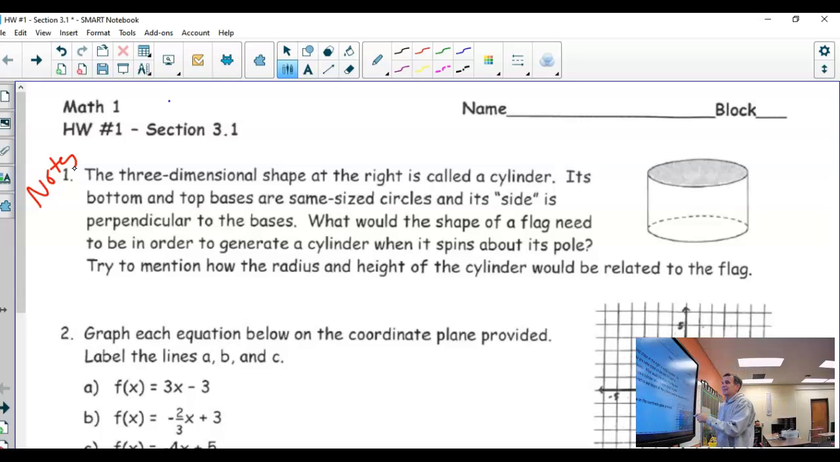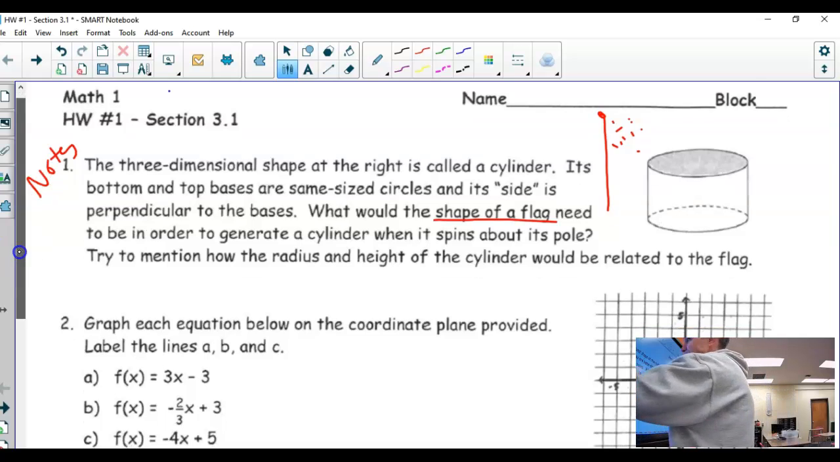This thing is a cylinder and it's asking you, what would the shape of the flag need to be that you spun around? All right, so if I had this flagpole, what shape would be at the flagpole up here? Some shape up here so that I got a cylinder when I spun it around.